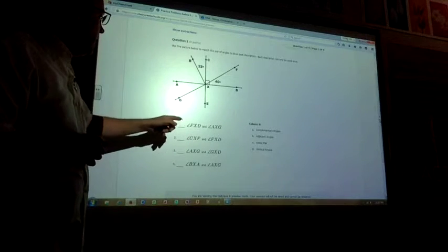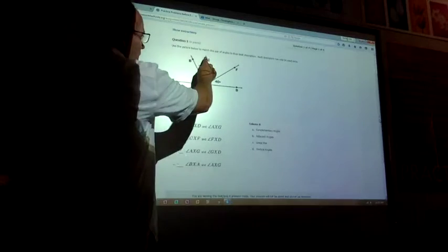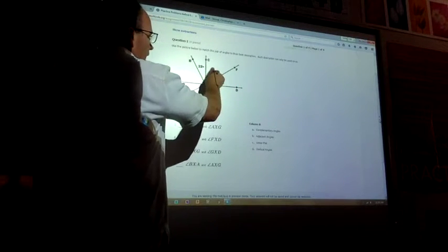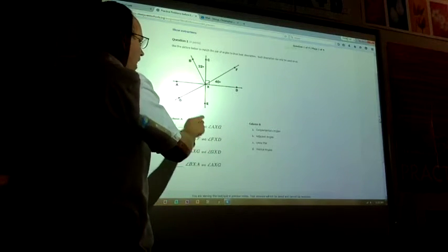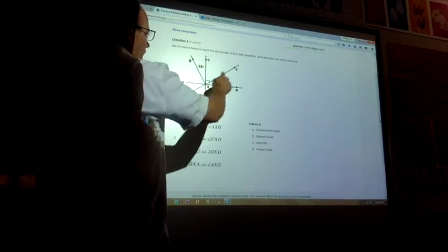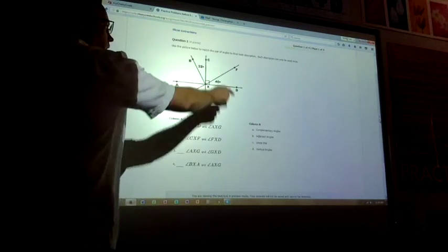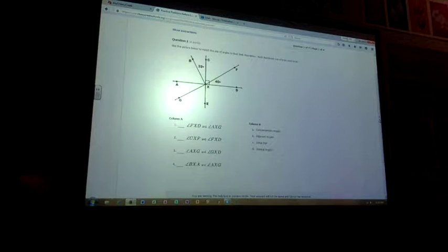And then we have CXF. So CX to F, so it's that angle right there. And FXD, this angle and this angle. What do you know about these two angles? They are complementary. They add up to 90 degrees. Okay? So complementary on mine would have been A. And again, I don't know if yours is a little bit different.